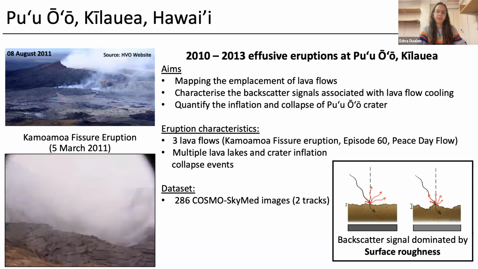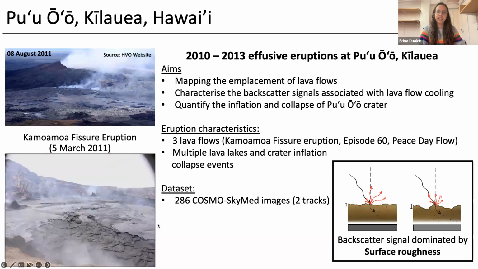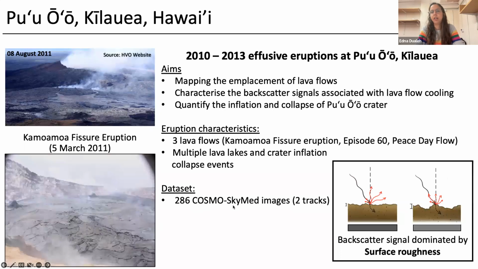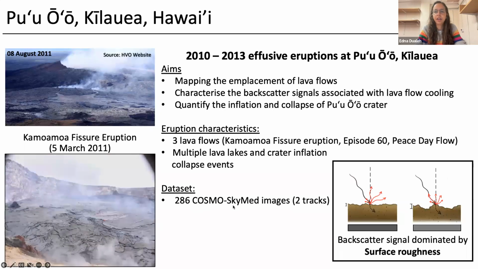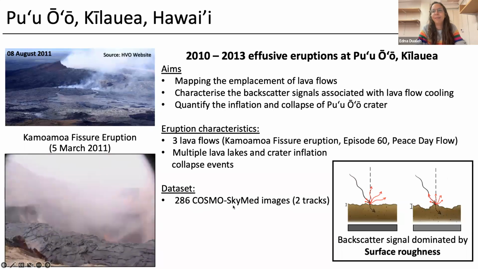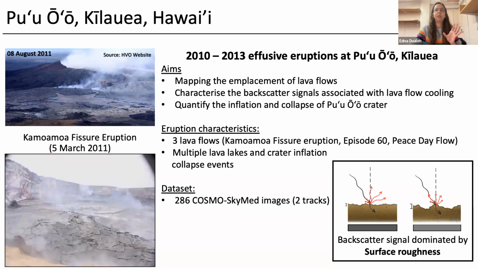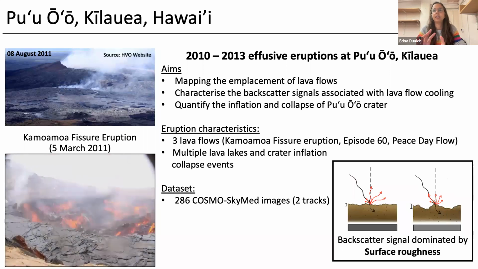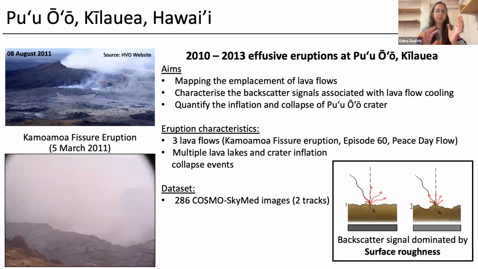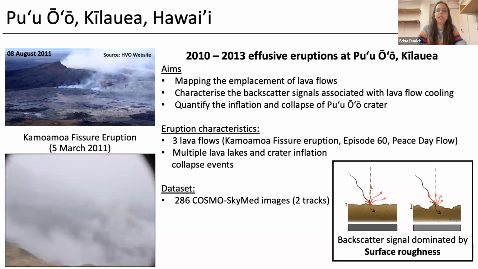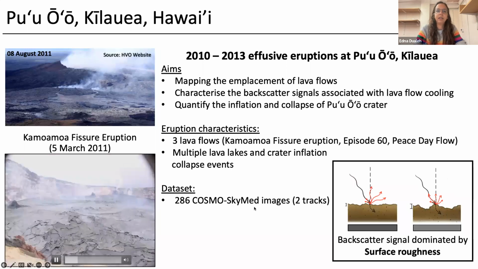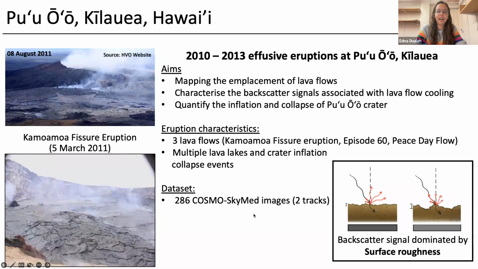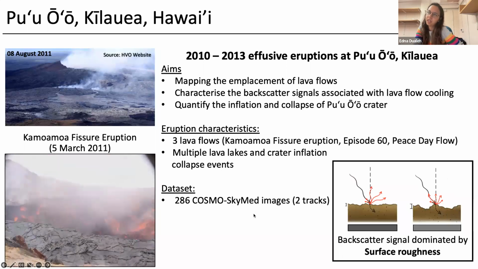So for this data set, we had a much larger SAR data set. And our main aims were to try and map out the emplacement of the lava flows and possibly characterize the backscatter signals associated with the changes after the emplacement, as well as quantify the inflation and collapses at Kīlauea crater.